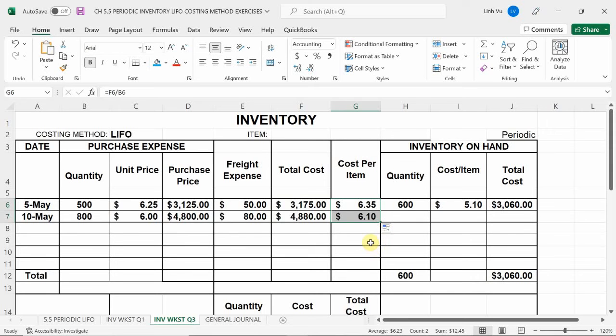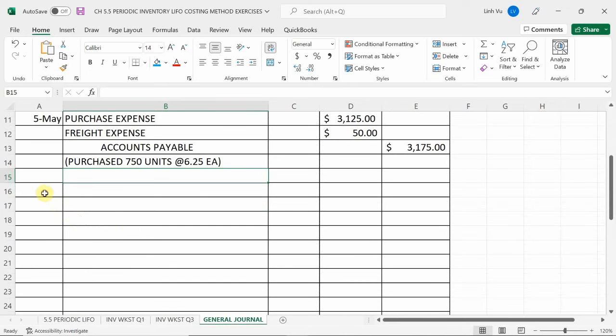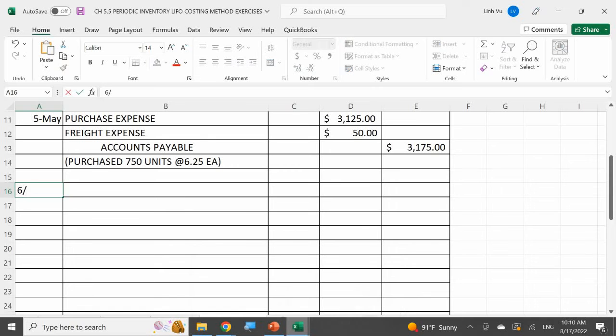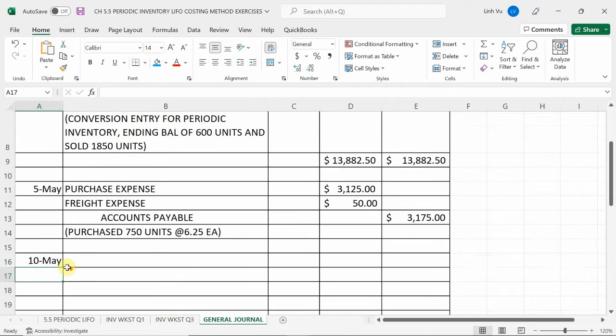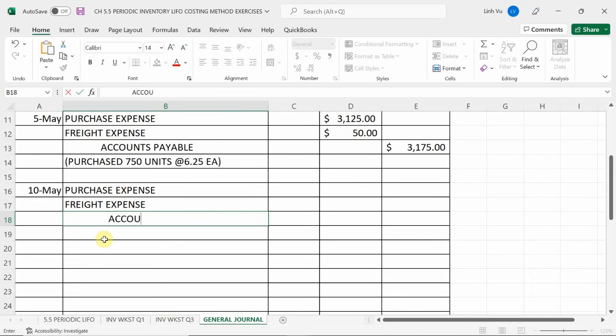Good. Okay. Now that I solved for this, I can now go ahead and also plug into my journal. So how would I recognize that I just purchased inventory? Okay, you would do the purchase expense, freight expense, and that would be accounts payable also. And what are my numbers involved?